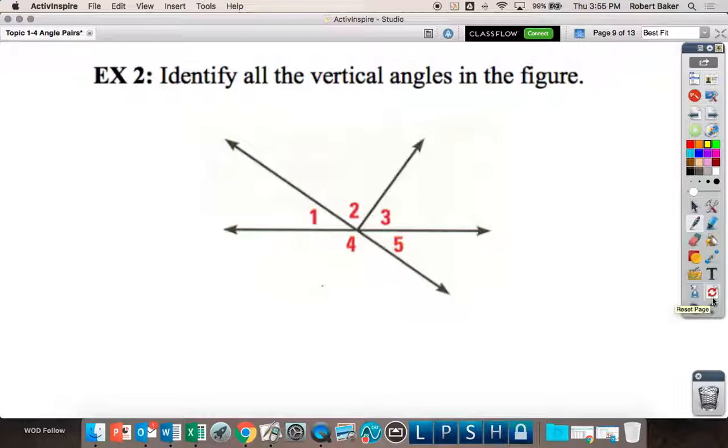Is there anything else, 2 and 3, or 5? Are there any others? Yeah, I'd put them together. No. Oh no, no, no, no. I didn't do that. 4 and 5 are a linear pair. So 4 and 5 are a linear pair. But we're looking at vertical angles right here. So the only vertical angles up here are 1 and 5.